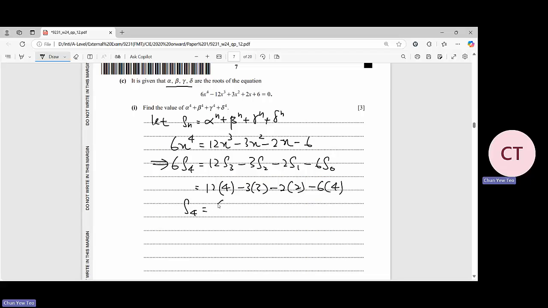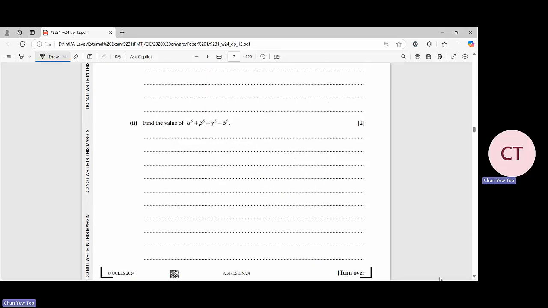S4 is equal to 48 minus 9 minus 4 minus 24, divided by 6. Press the calculator, you will get the answer as 11 over 6. Done. So this will be the answer for question C, part 1. And now moving on, we have C part 2.